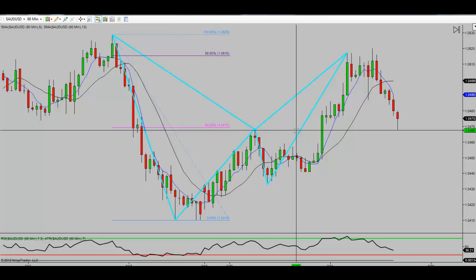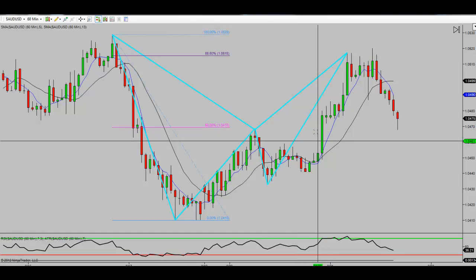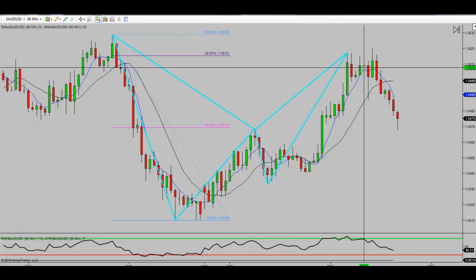And again, for you guys that have been with me for a while or have been following me, you know that I need these Fibonacci points to either be hit or not hit. I don't have a gray area. I don't have a zone. If it's hit, it counts as a pattern. If it's not hit, it doesn't. So unfortunately, this didn't count as a bat pattern for me.